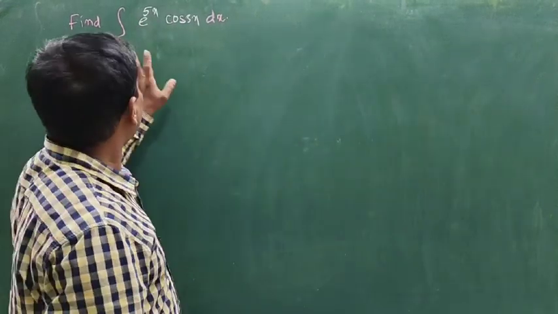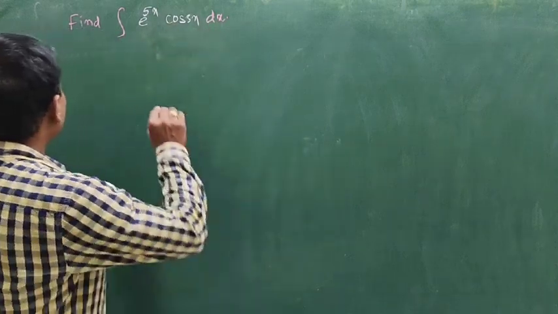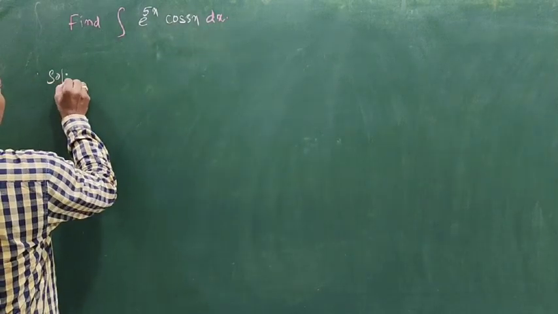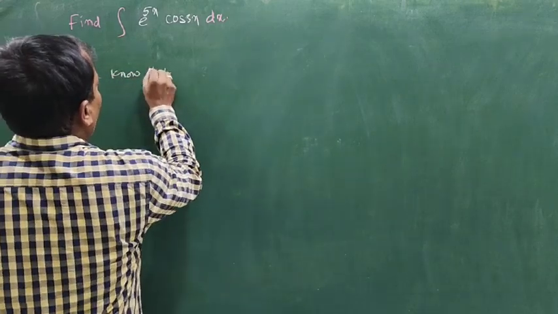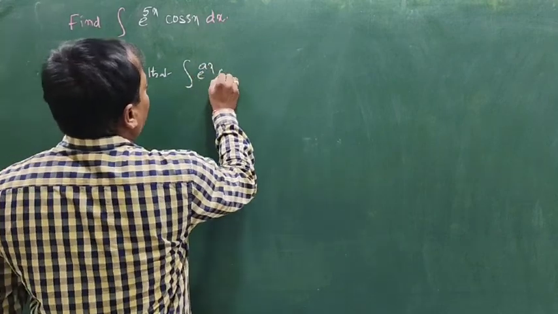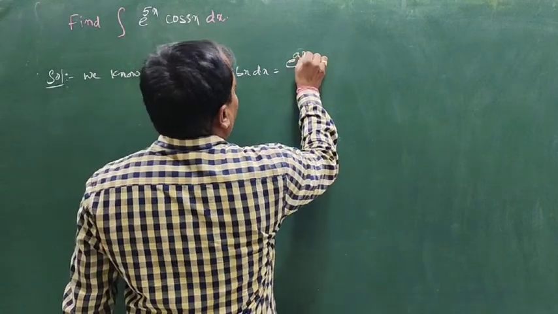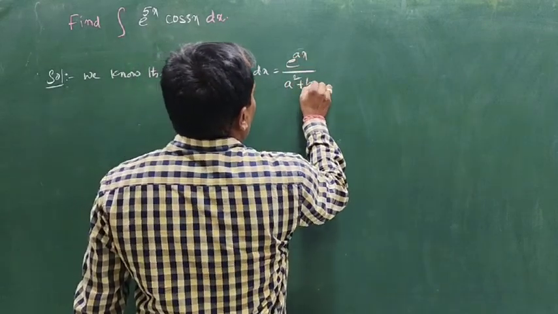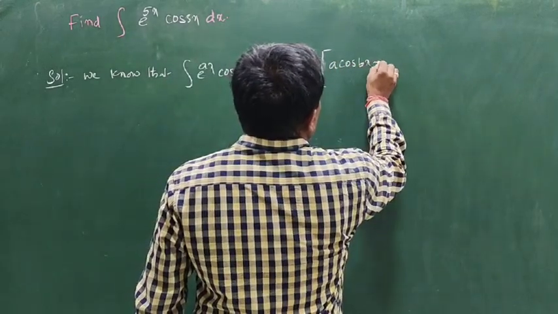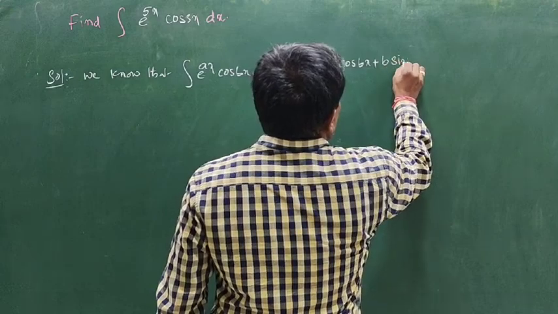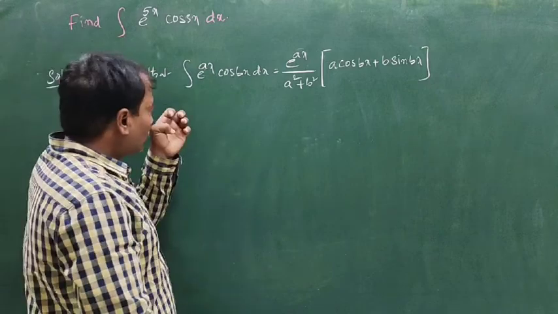Now this is one more example. Find the integral of e to the power of 5x cos 3x dx. Coming to the solution, we know the formula: the integral of e to the power ax cos bx dx equals e to the power of ax by a square plus b square, times a cos bx plus b sin bx. By using this formula we have to find this integral value.